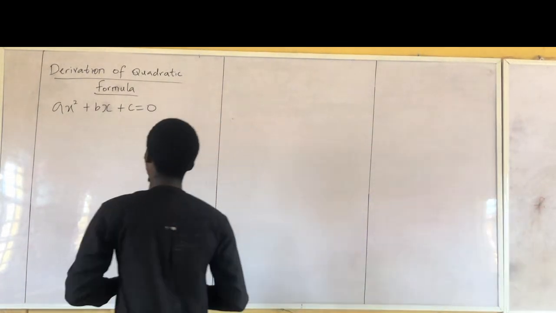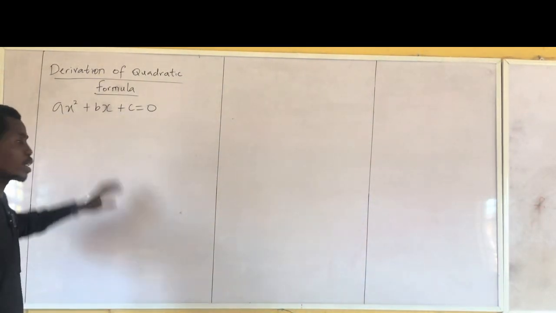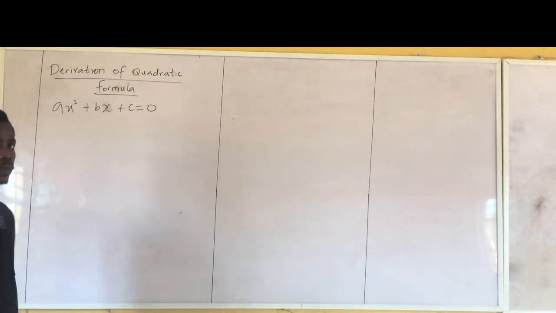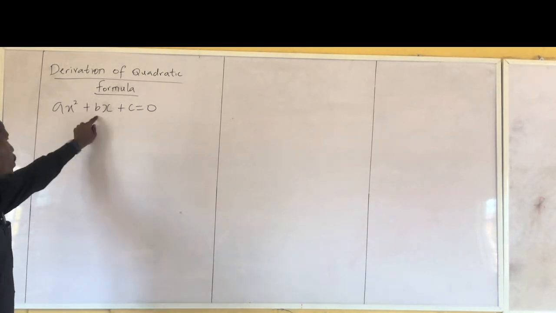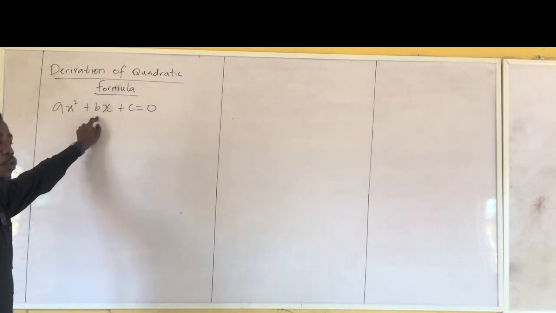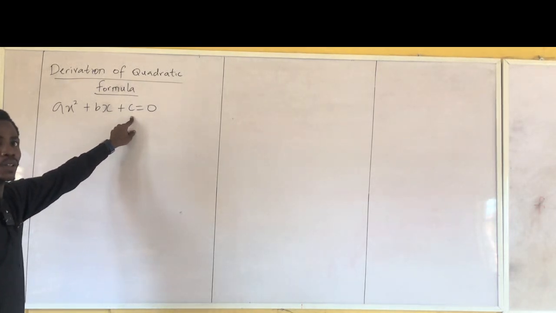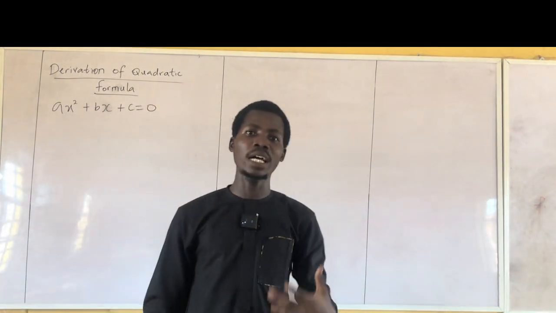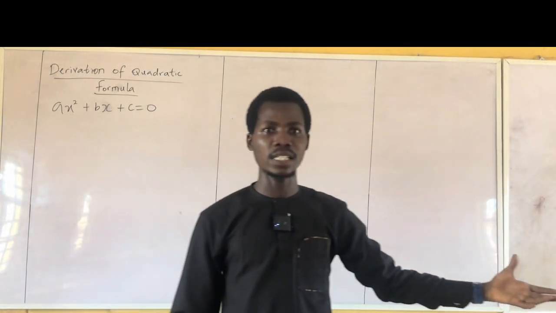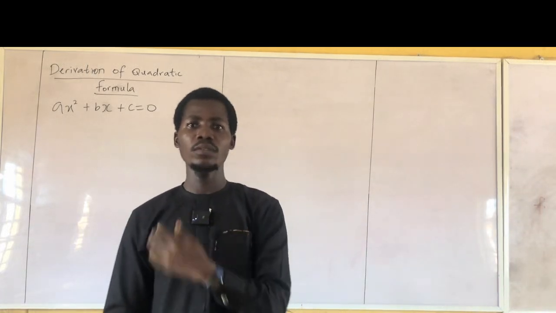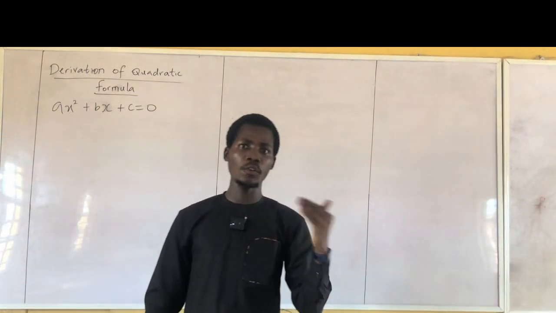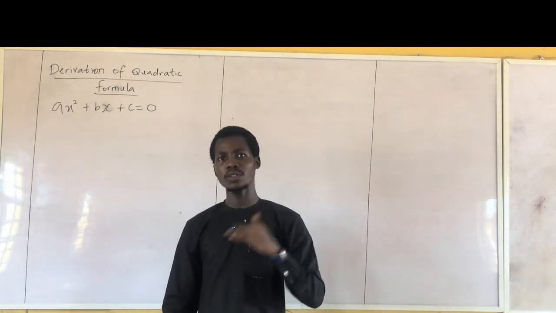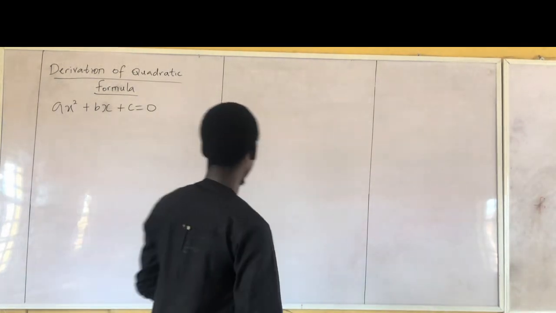Thank you very much. The quadratic equation is given as ax² + bx + c = 0, where a and b are assumed to be coefficients and c is your constant. What does a coefficient mean? A coefficient means the number behind the letter. For example, if you have 5x, the coefficient there is 5. If you have 3p, the coefficient of p is 3. If you have 5q, the coefficient of q is 5. Very good.